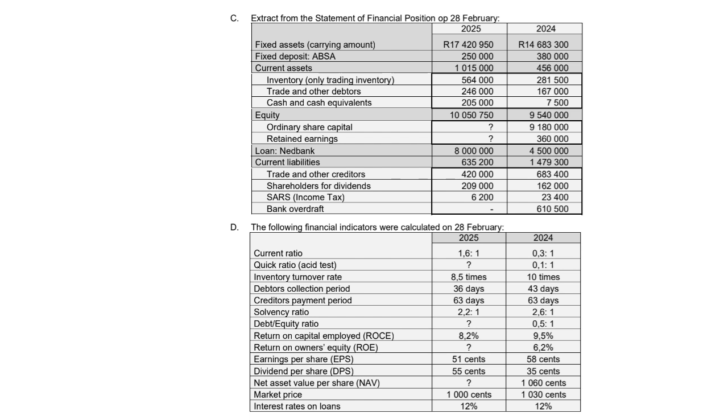D. The following financial indicators were calculated on 28 February. Again for 2024 and 2025 they give you the current ratio, the quick ratio only for 2024, the inventory turnover rate, the debtors collection period, the creditors payment period, the solvency ratio, debt equity ratio only for 2024, return on capital employed, return on owner's equity only for 2024, earnings per share, dividends per share, net asset value per share only for 2024, market price, and interest rates on loan.